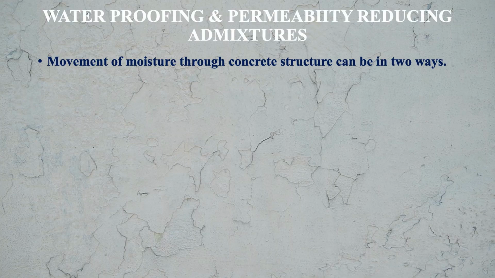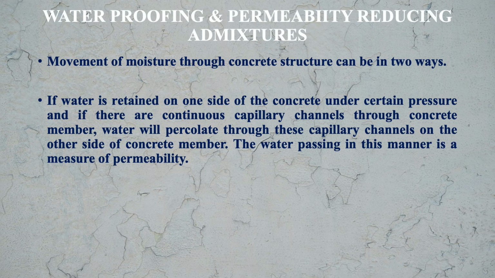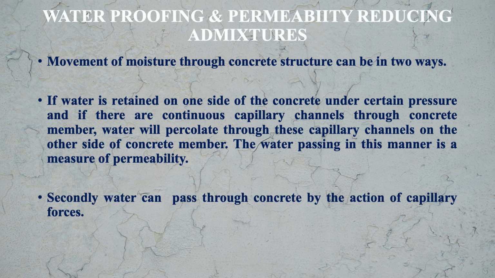Movement of moisture through concrete structure can be in two ways. What are these two ways? If water is retained on one side of the concrete under certain pressure, and if there are continuous capillary channels through the concrete member, water will percolate through these capillary channels to the other side of the concrete member. The water passing in this manner is a measure of permeability. Secondly, water can pass through concrete by the action of capillary forces.